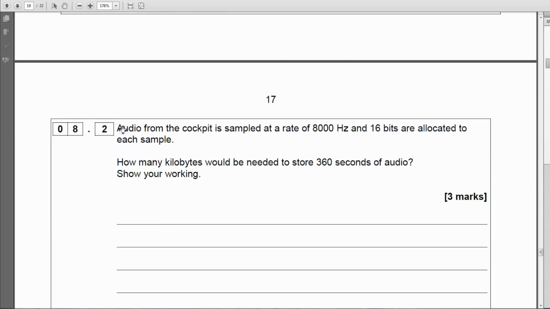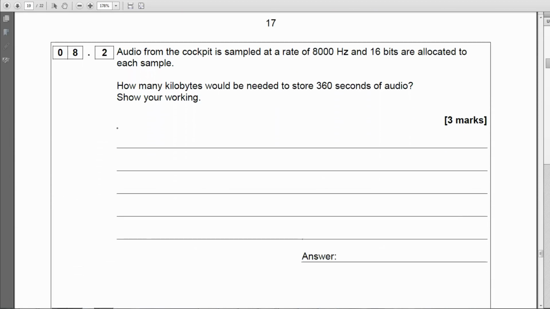So the next question is about audio from a cockpit, sampled at a rate of 8,000 Hz with 16 bits allocated to each sample. How many kilobytes have been needed to store 360 seconds of audio? Show your working. Okay, so if we talk about what this means, if audio is sampled at a rate of 8,000 Hz, it means we're saving the amplitude of the audio 8,000 times per second.